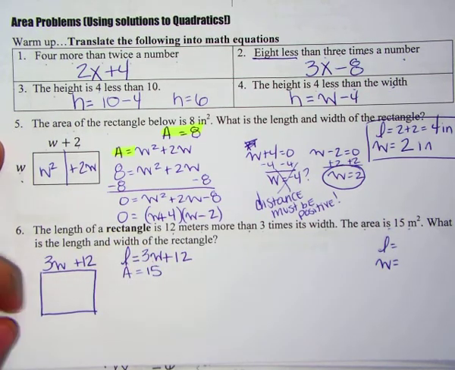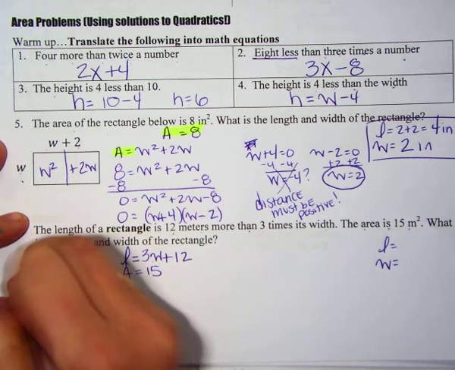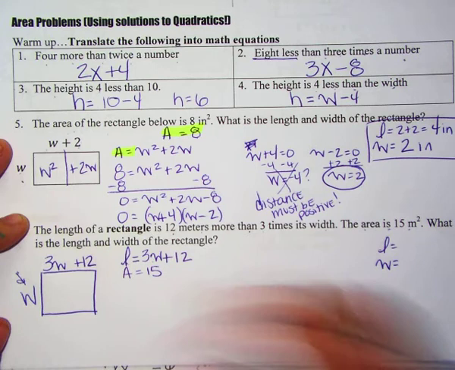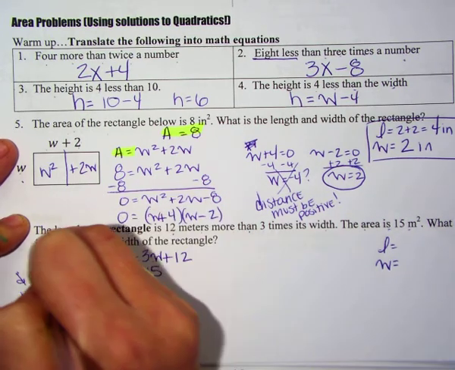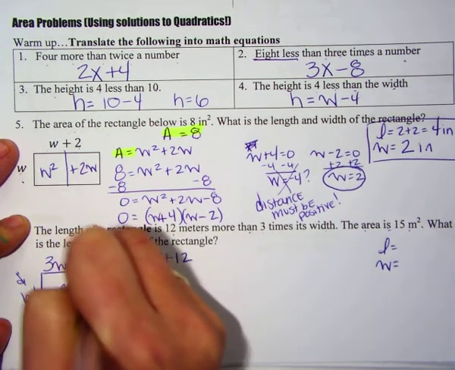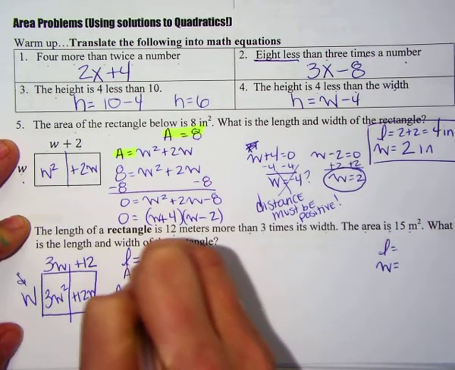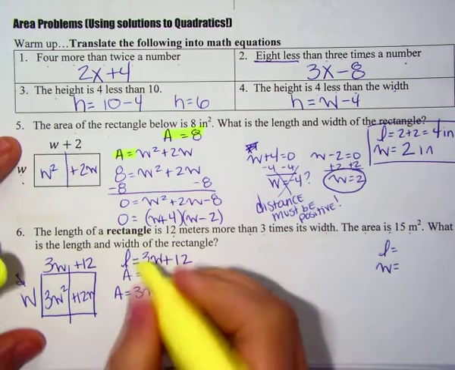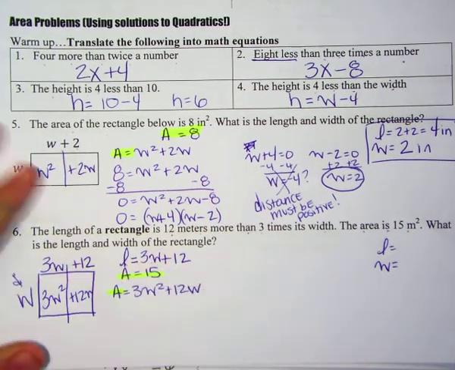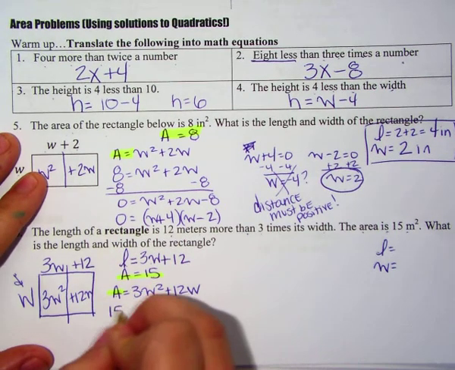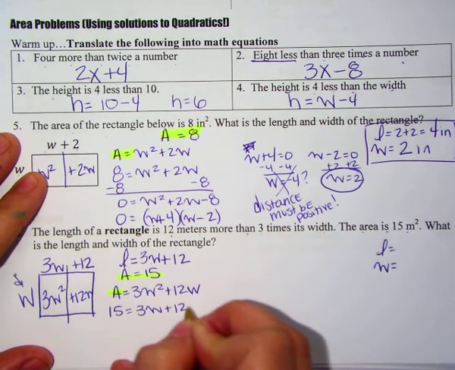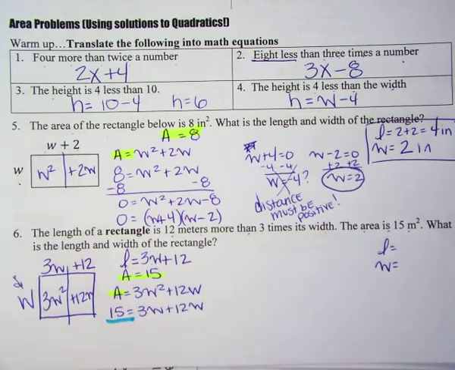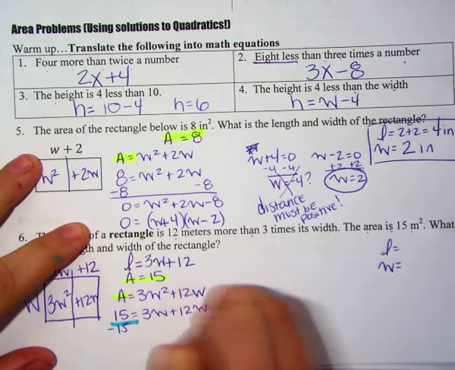Does it say anything about the width? Since it doesn't, we actually are just going to put w there. That's the way this works. You just put it there if they don't define it. The area is 3w squared plus 12w. We also know that the area equals 15, so we will substitute. Since we have to solve for w, we need to set this equal to 0, so I will subtract 15 on both sides.